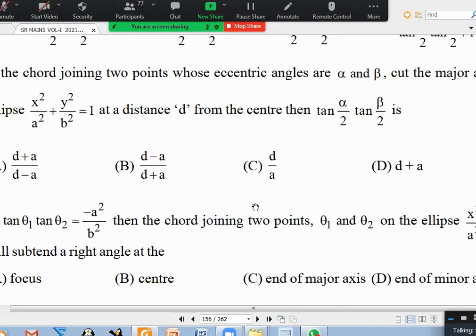Instead of putting ae comma 0, you have to substitute d comma 0 in the standard chord joining alpha and beta. And we may have to apply componendo and dividendo. Okay, we have a chord which is passing through d comma 0. This is alpha and this is beta.